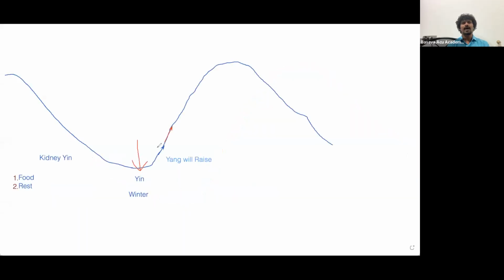Sinusoidal. If yang is not rising up, yin won't create. The yin creates because of the yang only. Without touching the positive peak, you won't go to the negative. Without touching the negative peak, you won't go to positive. So kidney yin is the root of yang, and kidney yang is the root of kidney yin. Both are required.